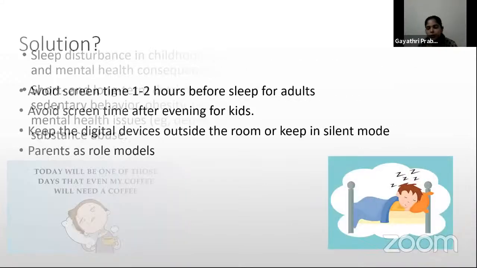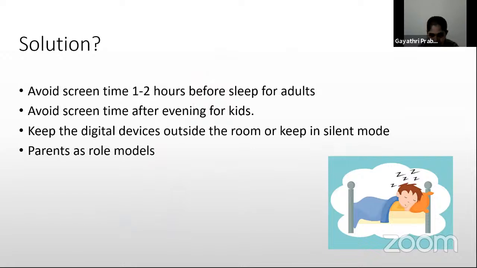And for adults, you need to at least get 6 to 8 hours of good sleep. Now, what is the solution? As I've been telling till now, the best solution is to prevent this from happening. So easiest is avoid screen time at least 1 to 2 hours before you sleep.